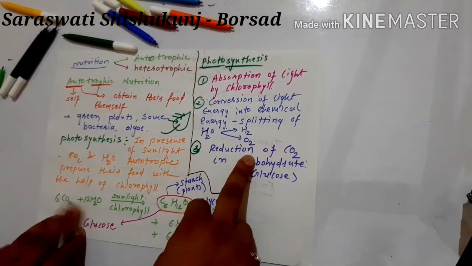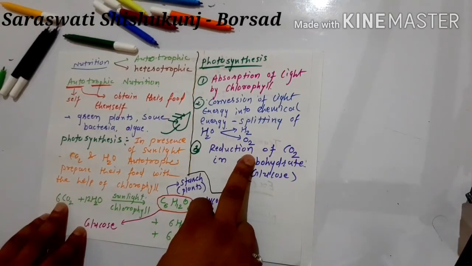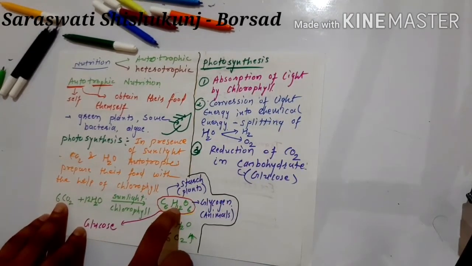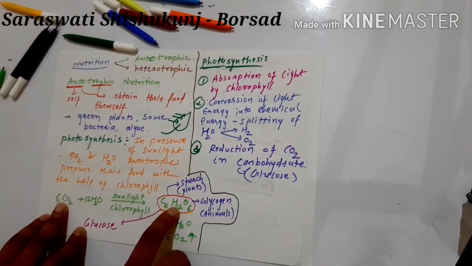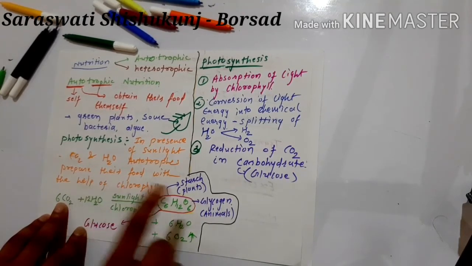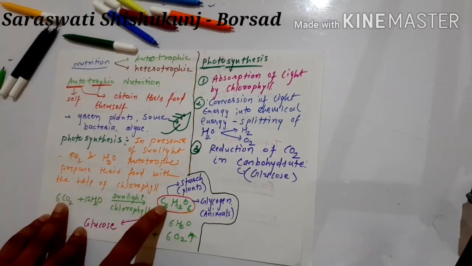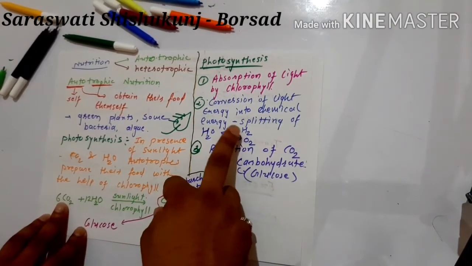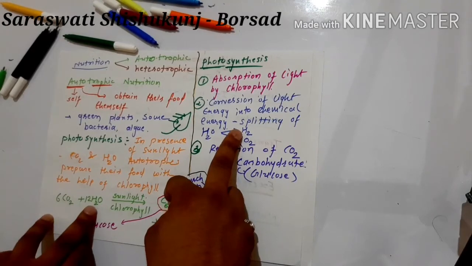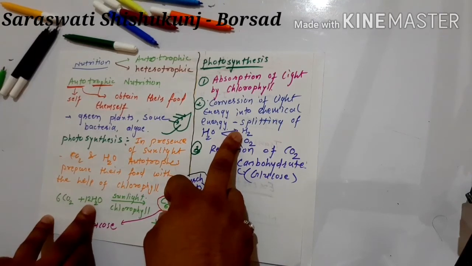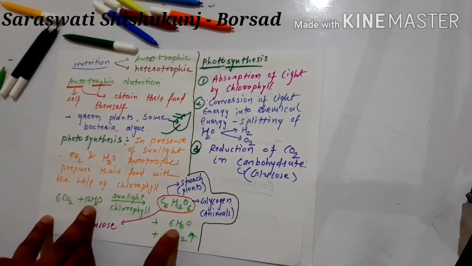There will be reduction of carbon dioxide into glucose, and during this reduction, we know that hydrogen is added and oxygen is removed. So during this reduction, the oxygen which is removed will react with this hydrogen which was obtained during splitting of H2O, and it will give us water.